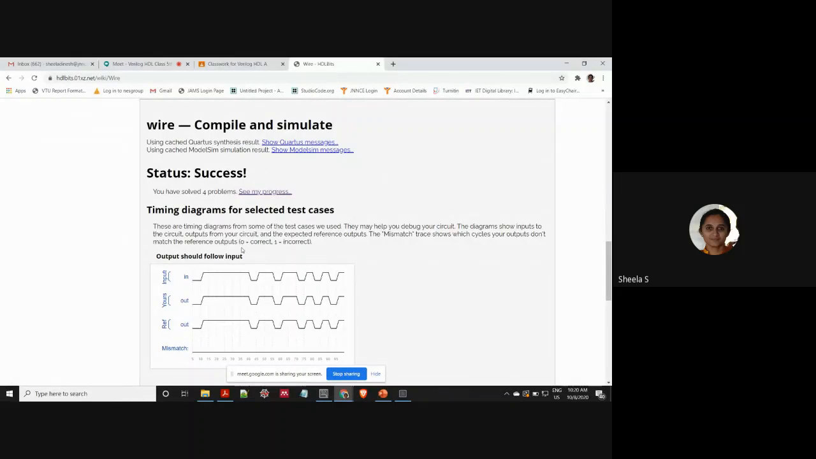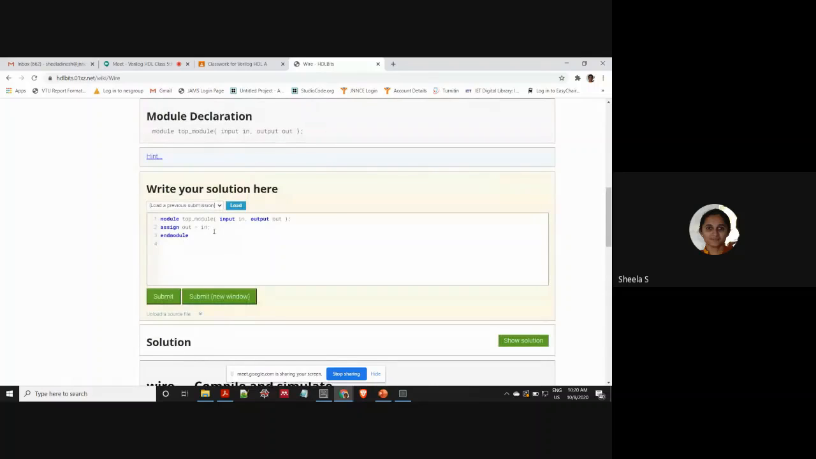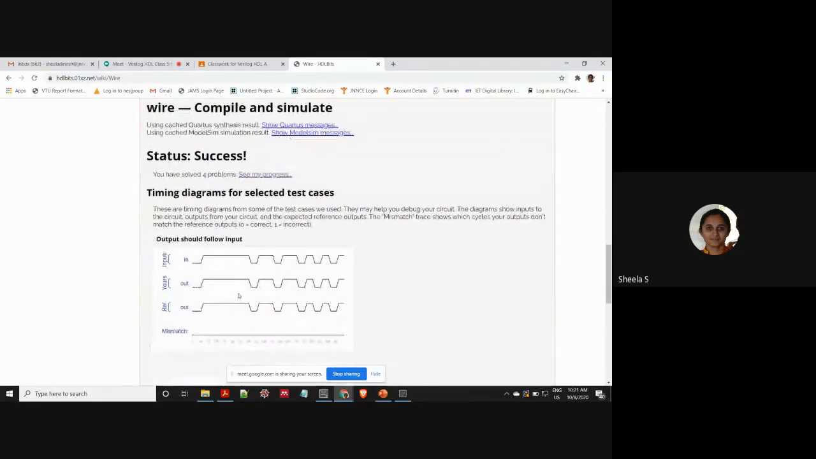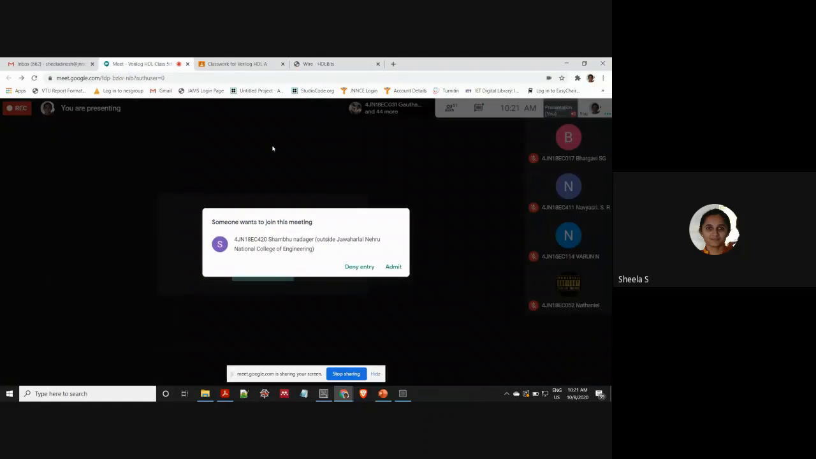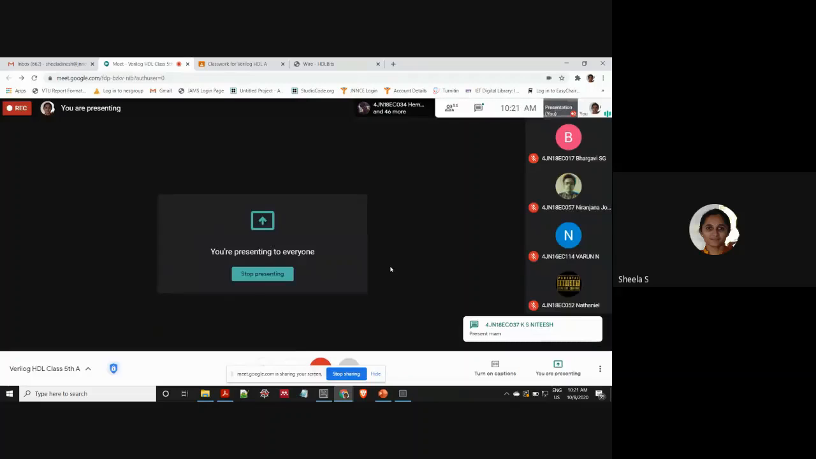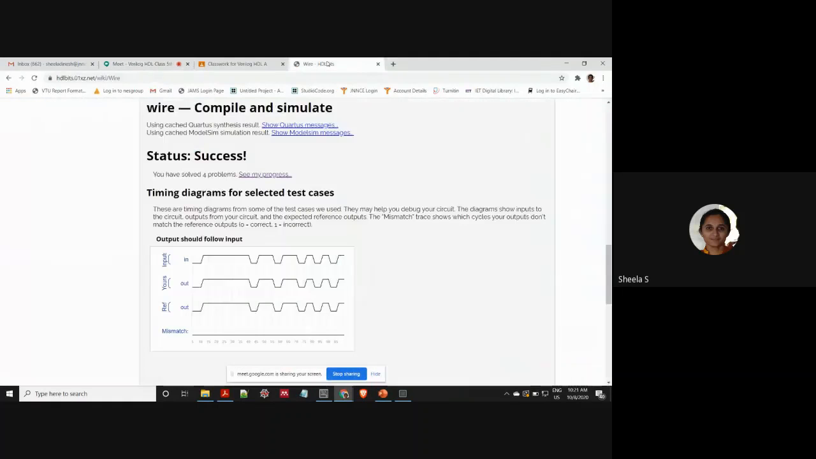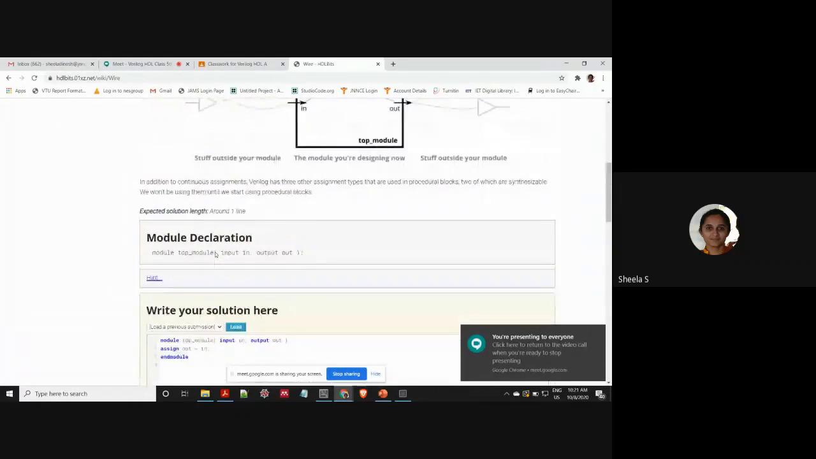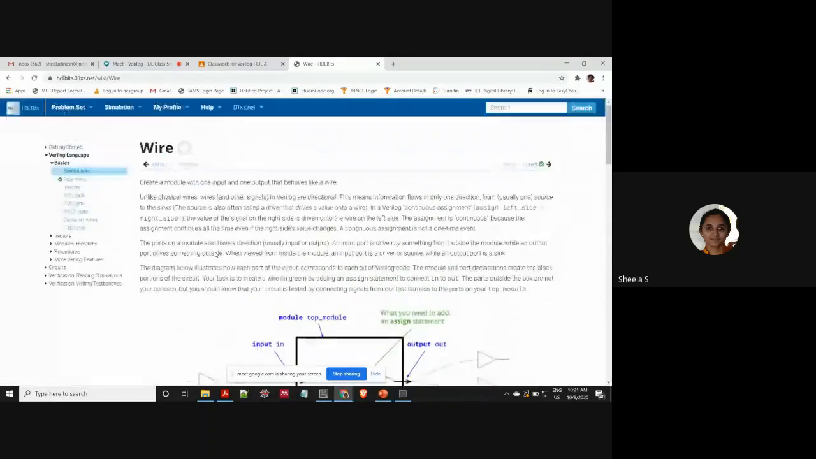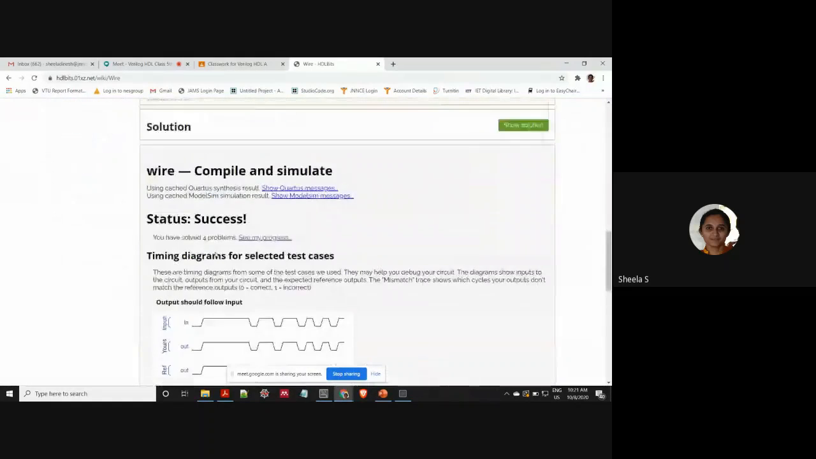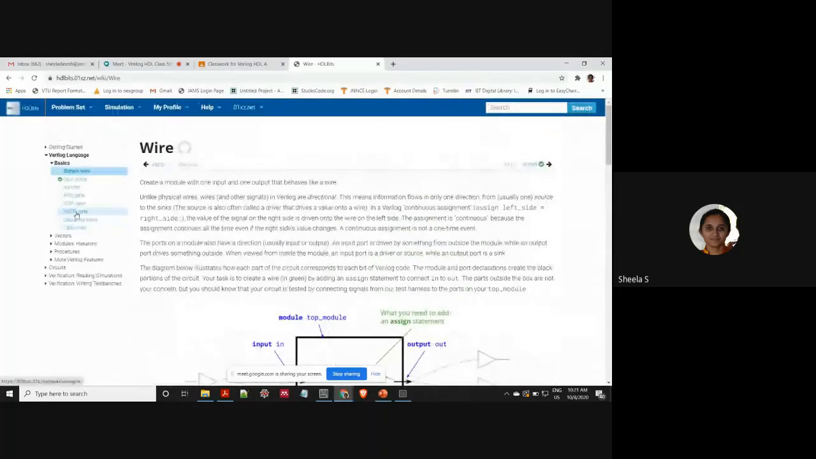Like this we can write the program and check whether it is correct or not. So like this we can practice. Whenever you write a program, you can use this website to practice. Not only this wire connection, similarly you have a lot of programs here.